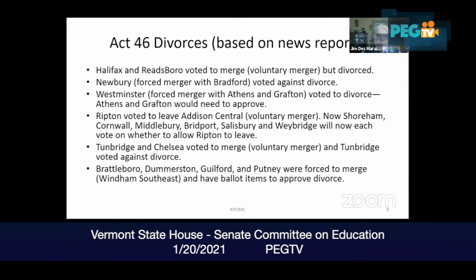Ripton voted to leave Addison Central. That was a voluntary merger. So now Shoreham, Cornwall, Middlebury, Bridport, Salisbury, and Weybridge will each vote on whether to allow Ripton to leave. Tunbridge and Chelsea voted to merge, a voluntary merger, and Tunbridge had a vote recently against divorce, so it looks like they're staying together for now. And then Brattleboro, Dummerston, Guilford, and Putney were forced to merge into Windham Southeast and have ballot items to approve divorce.